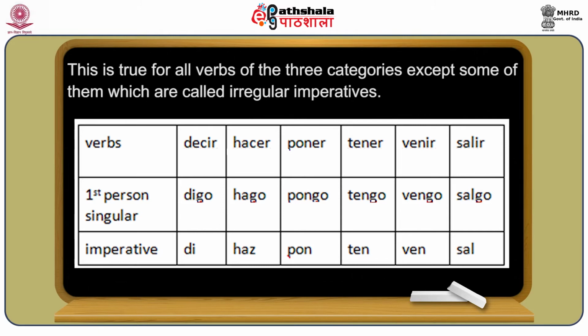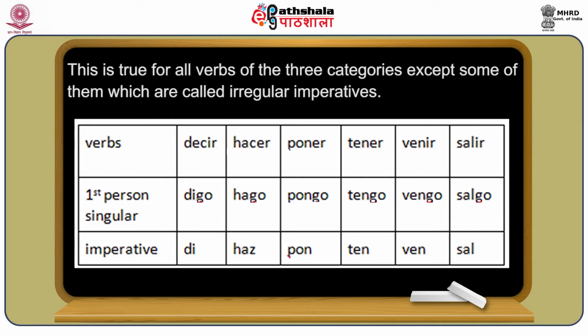And as I mentioned, hacer doesn't follow the same rule, so the imperative of hacer is haz. But for the remaining verbs ending in go in the first person singular, for example poner, salir, venir and tener, all of these end with go: poner is pongo, tener is tengo, venir is vengo and salir is salgo. So we just remove the go from all these conjugated forms, and it will be the imperative.